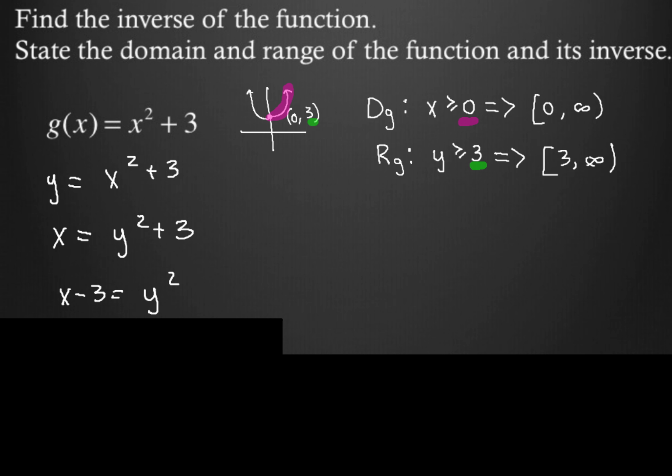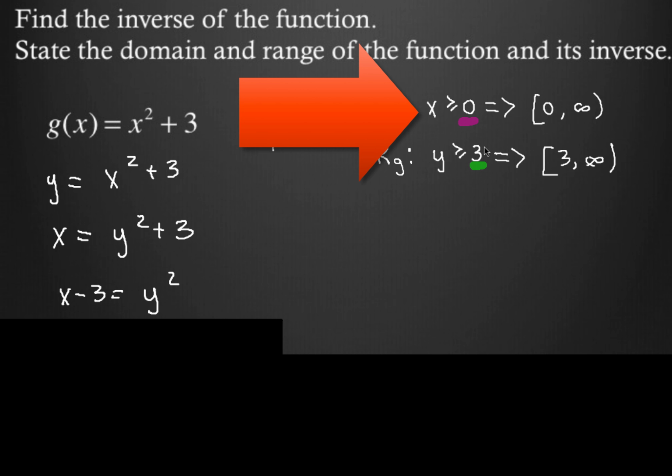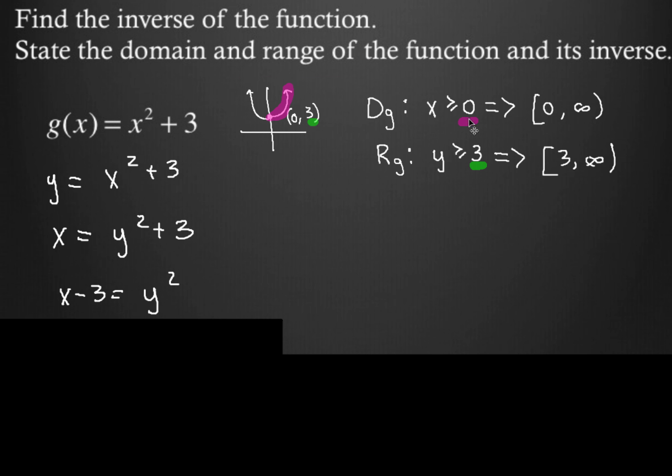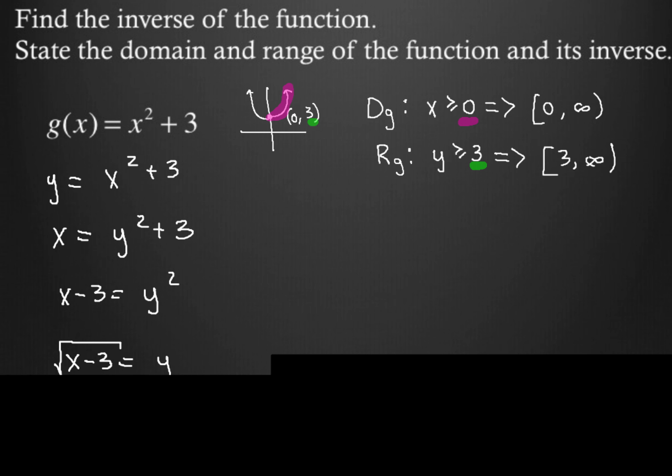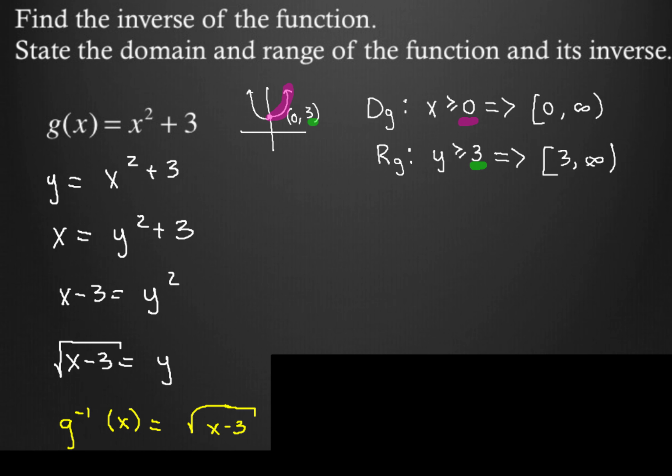Then we're going to move the 3 over, so we have x minus 3 equals y squared. Now normally when you take the square root of both sides, you take plus or minus the square root. But look back up at our domain restriction of g. We wanted all of our x's to be greater than or equal to 0, so we're only going to deal with the positive square root of x minus 3, instead of both the positive and negative. But don't forget to write it using explicit notation. So we're going to have g inverse of x equals the square root of x minus 3.